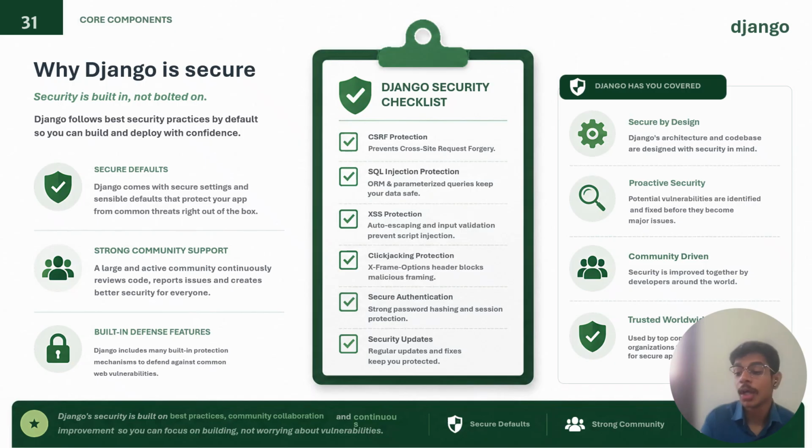One of the biggest reasons is that Django follows secure defaults. This means that many security settings are already enabled by default, so developers don't have to configure everything manually. Instead of worrying about security from scratch, developers can focus on building their application. Now let's move to another important concept in Django called class-based views.